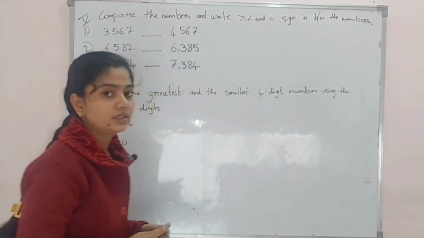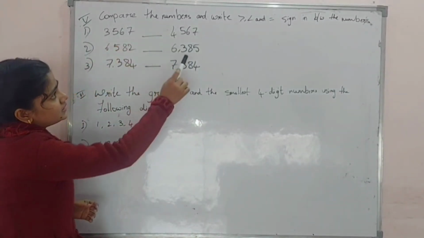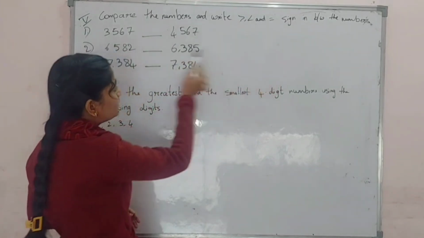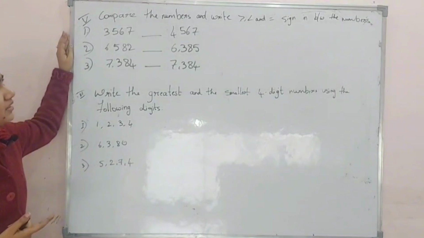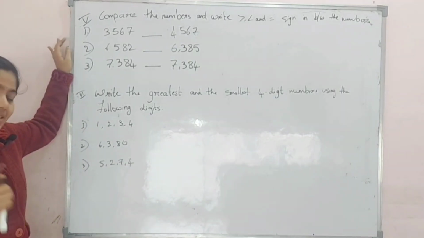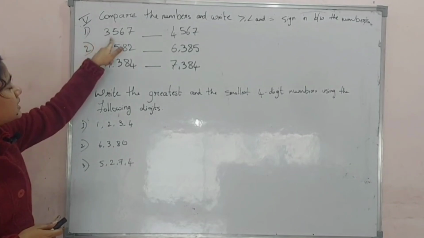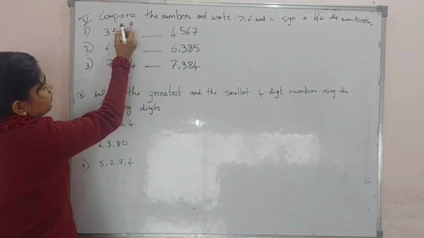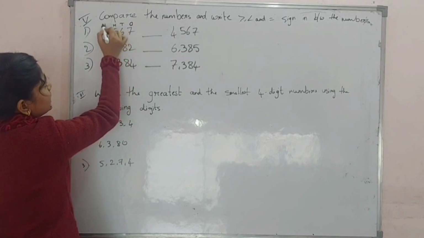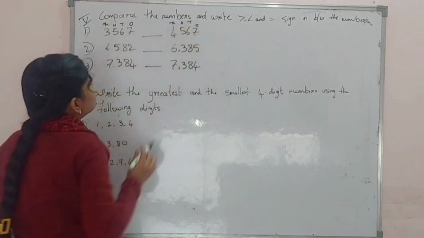Okay, now question five: compare the numbers and write greater, smaller, or the equal sign in between these numbers. In this we have to find out which is greater, which is equal and which is smaller. Before reading, we have to write the place values: ones, tens, hundreds, thousands. Which is the greatest?